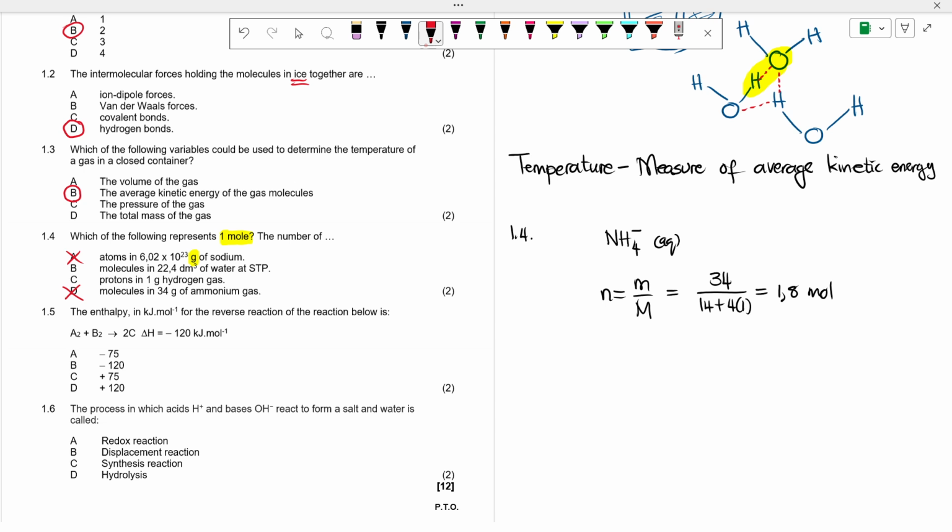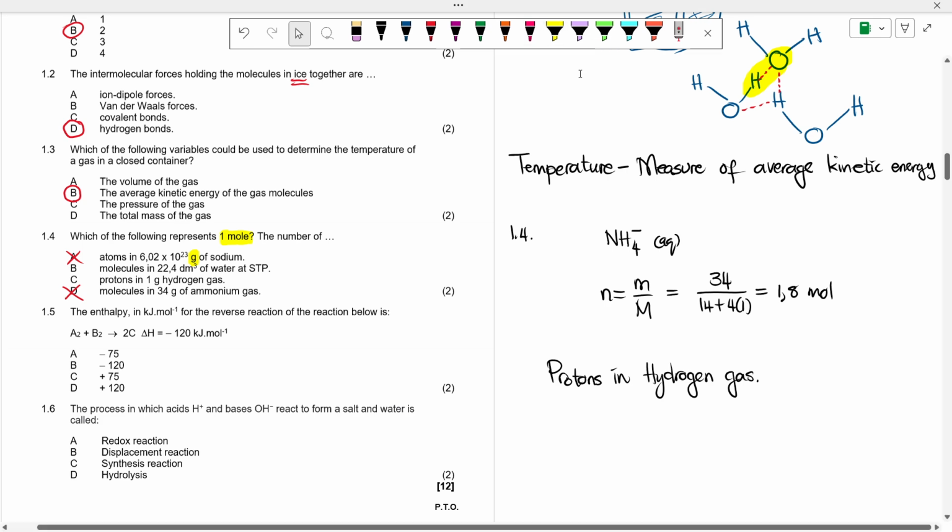If you check C, protons in 1 gram of hydrogen gas, protons. Wait, so what if we mix the molar mass? What makes the molar mass? So what's inside the nucleus? Yes, that is what is inside the nucleus. So in hydrogen, is it only a proton or?